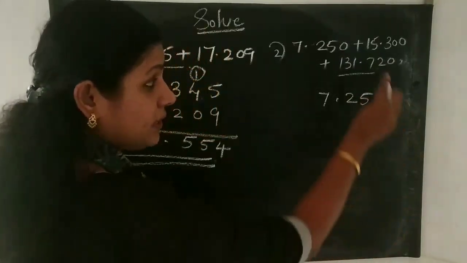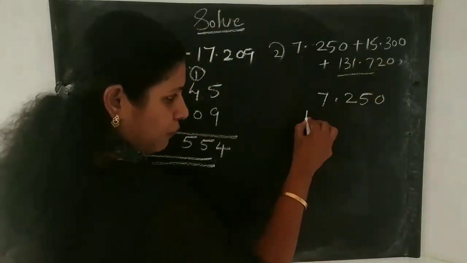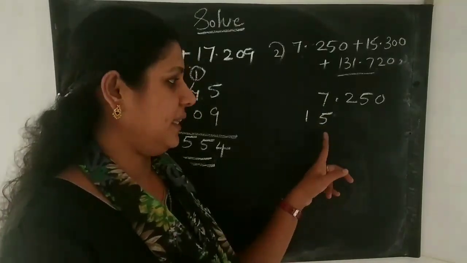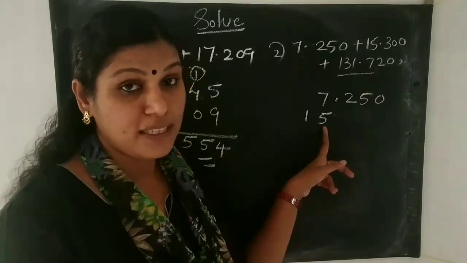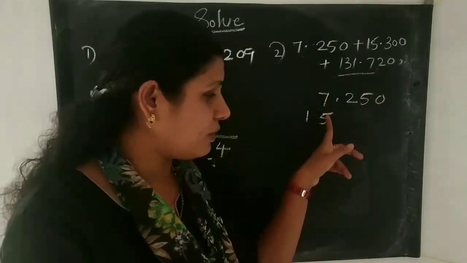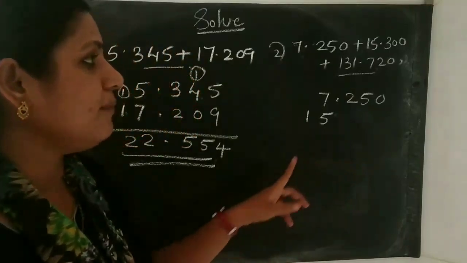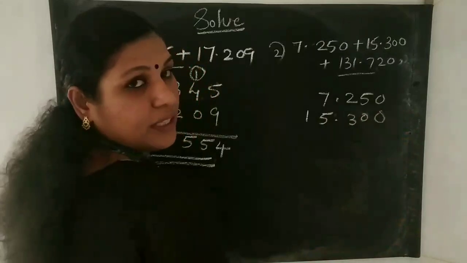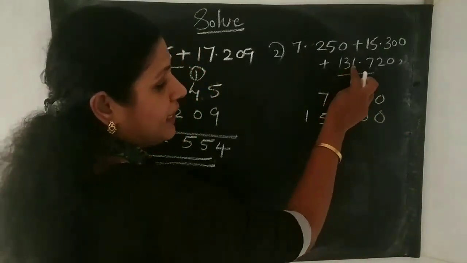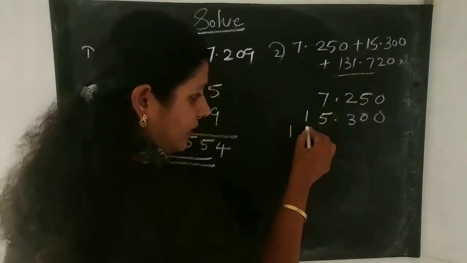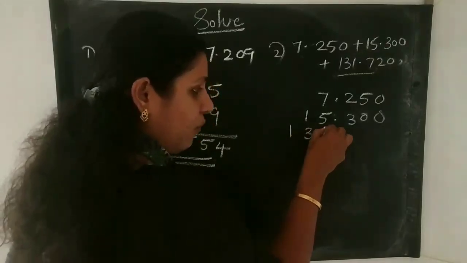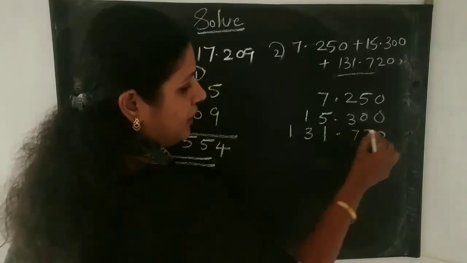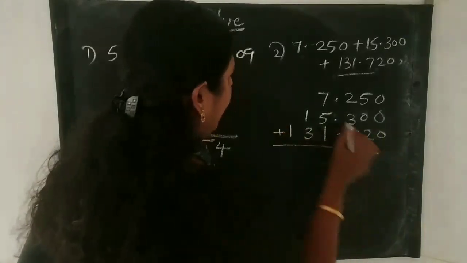7.250. The next is 15. See children, how I write this number 15? That is, 5 is in ones place. So first I write this 5 in the down of the 7. Okay. And 15.300. Okay. Then 131.720. Put a plus sign and add this number.